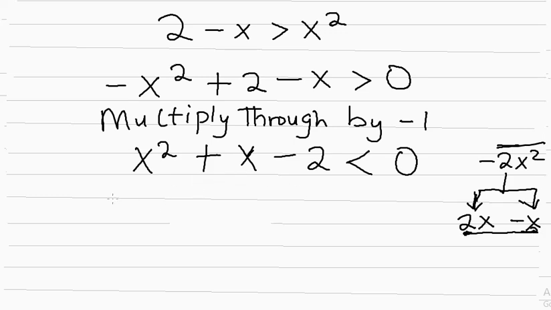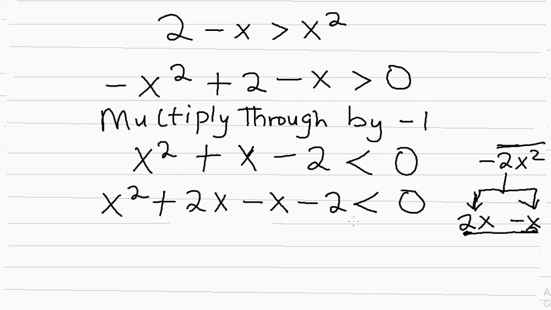So I will do that. I'm going to have x squared, and in place of the middle term, which is x, I will replace it by 2x minus x. Then minus 2 is less than 0. Now as you can see, I have 4 terms. I'm going to group them 2 by 2: group these 2 together, and group these 2 together. Then I factorize. For the first group, the common factor is x. I open a bracket. So this is going to be x, of course, plus 2.